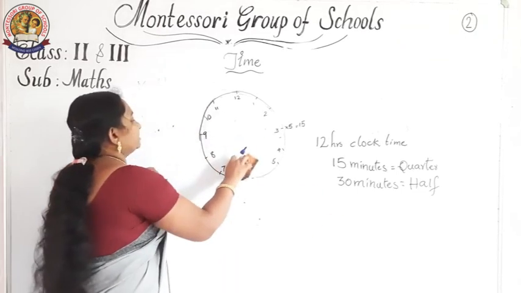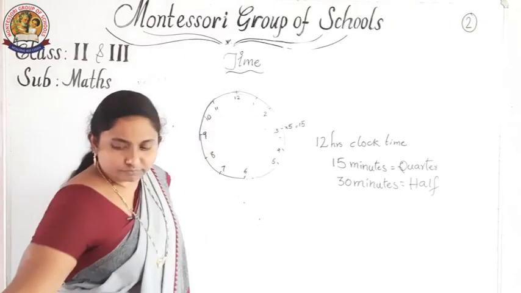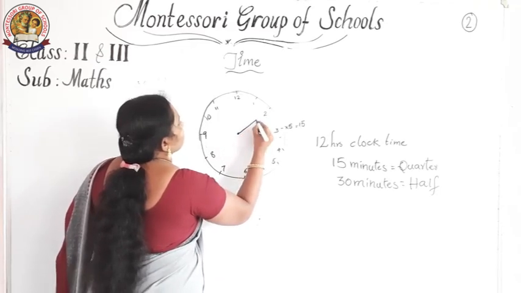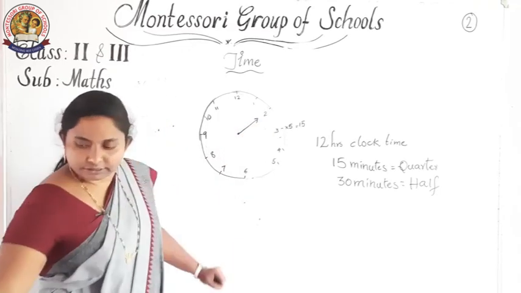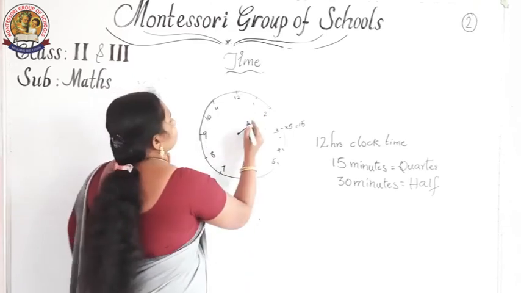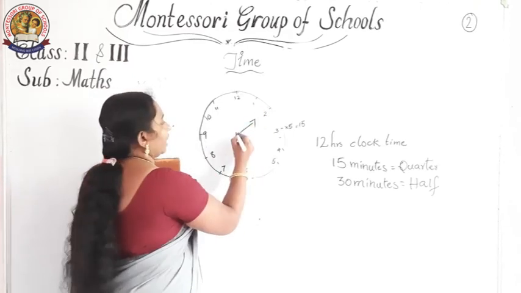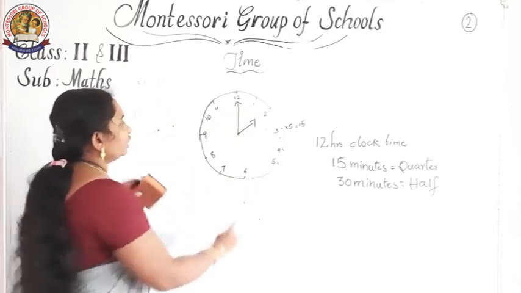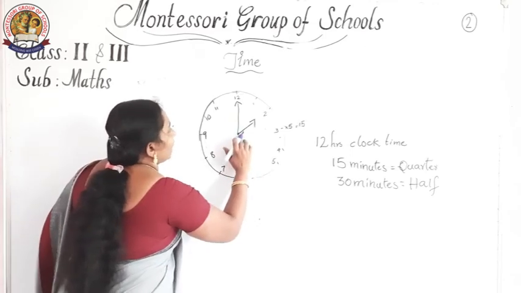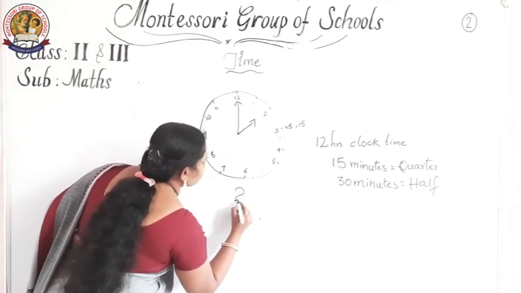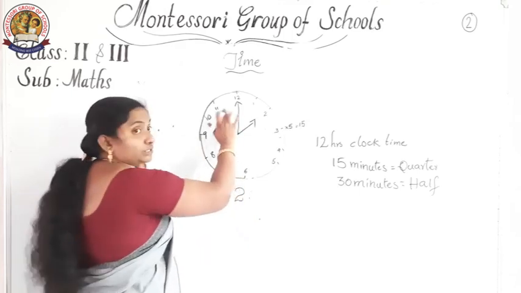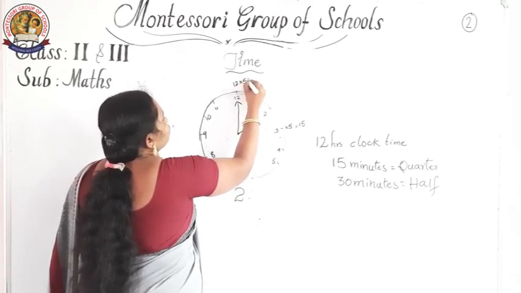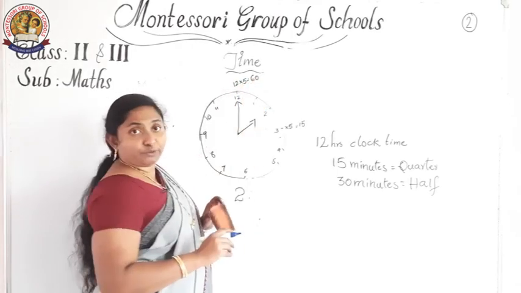Now for example, look, this is our hour hand, and this is the minute hand. I already explained before. Now the hour hand shows which number? 2. And the minute hand shows which number? 12. So 12 5s are 60. Already we know that.